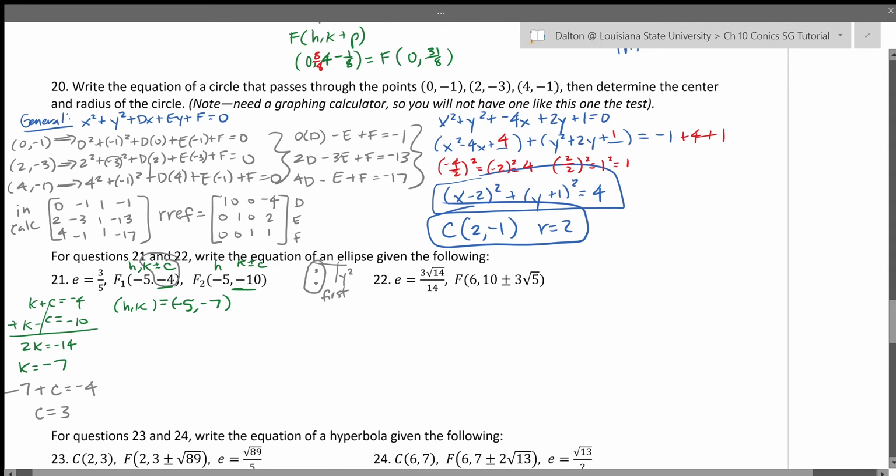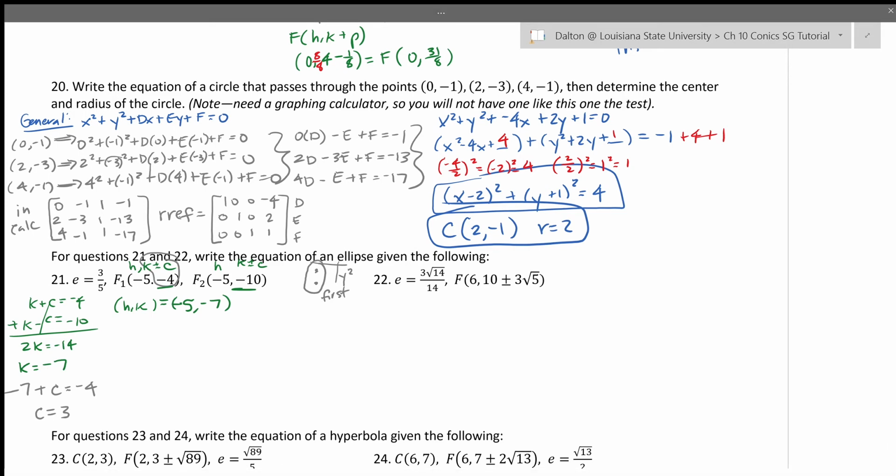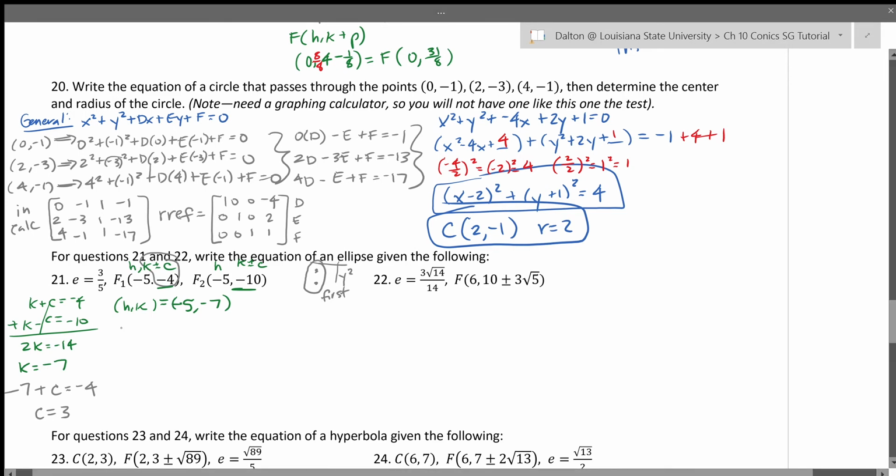So then if I look at my eccentricity, which is 3 over 5, and I've just solved for c is equal to 3, then that implies that that definitely must be c over a, which implies that 5 must be a also. So once you found c is equal to 3, that must imply that a has to equal 5.